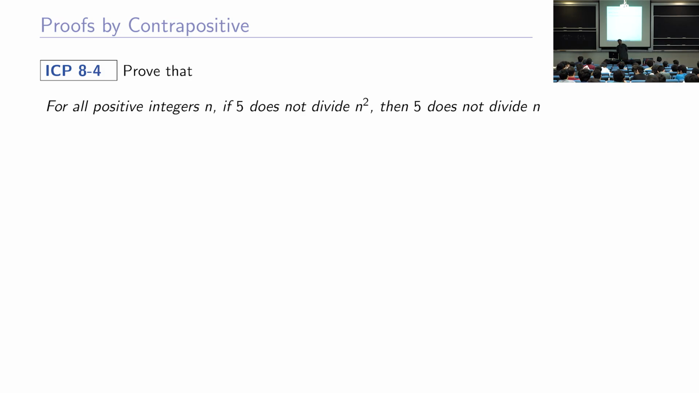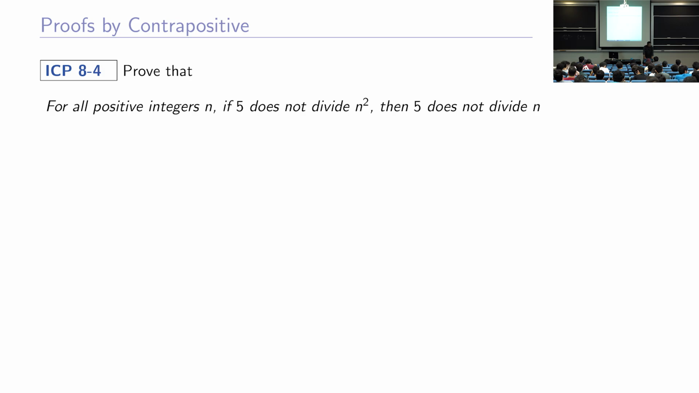Can you say this in terms of multiples? What does it say? If n squared is not a multiple of 5, then n is not a multiple of 5. If a number is not a multiple of 5, then its square root cannot be a multiple of 5. Okay.